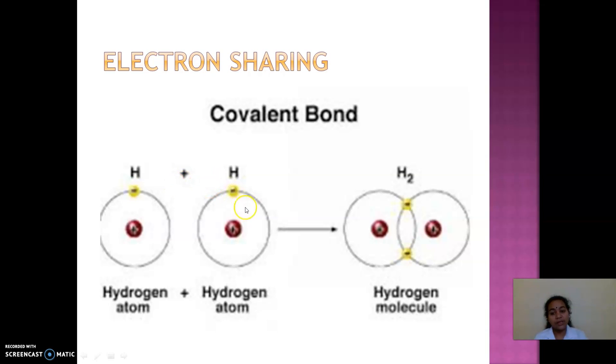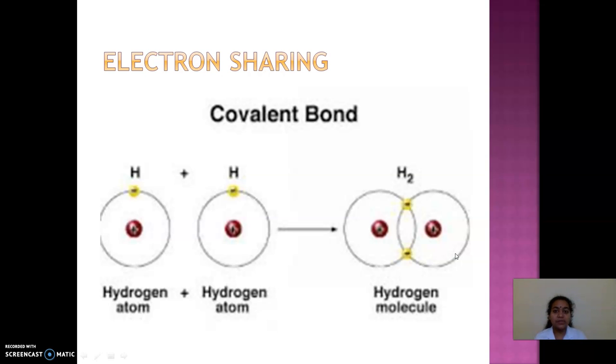So what will they do? These two electrons will be shared by the two hydrogen atoms. Here you can see a hydrogen atom and a hydrogen atom combine to form a hydrogen molecule. Two atoms are there, and one electron from each is shared by both hydrogen atoms. If we count here, this hydrogen has two electrons, so it is happy. Similarly, this hydrogen also has two electrons, so it is also happy. This is about electron sharing and the octet rule.